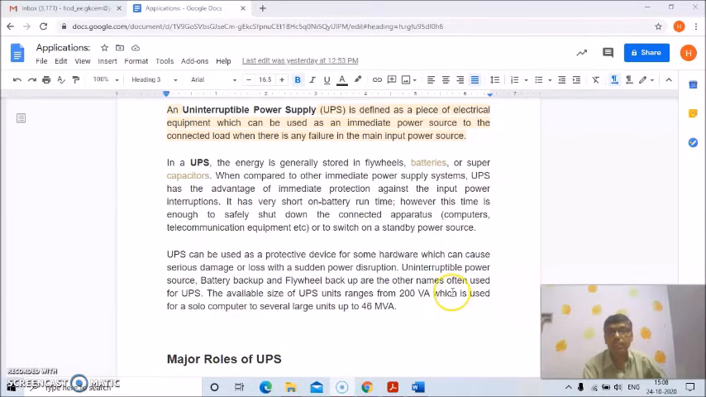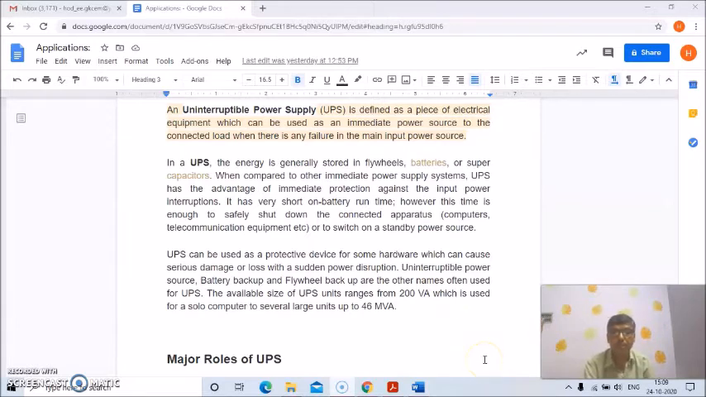In a UPS, the energy is generally stored in flywheels, batteries or supercapacitors. Compared to other immediate power supply systems, the UPS has the advantage of immediate protection against input power interruptions, and it has a very short on-battery run time. However, this time is enough to safely shut down the connected apparatus, that is computers and telecommunication equipment, or to switch on a standby power source. A UPS can be used as a protective device for hardware which can suffer serious damage or loss with a sudden power disruption.